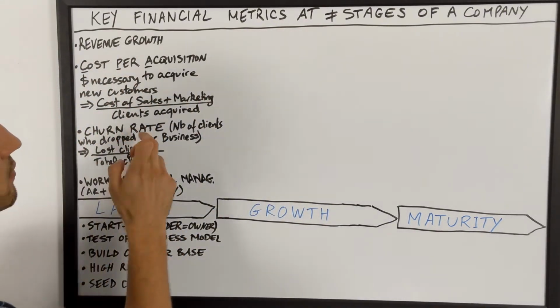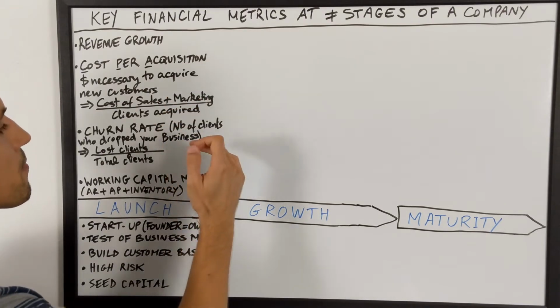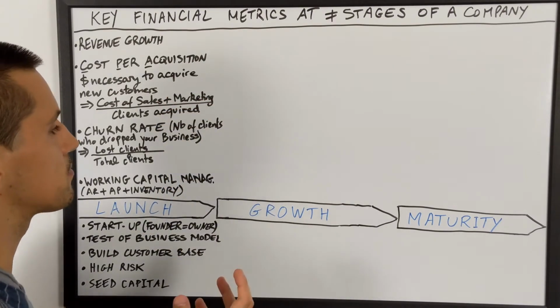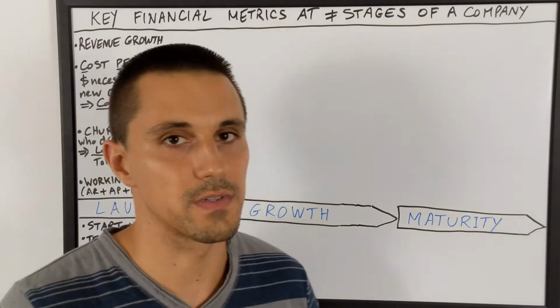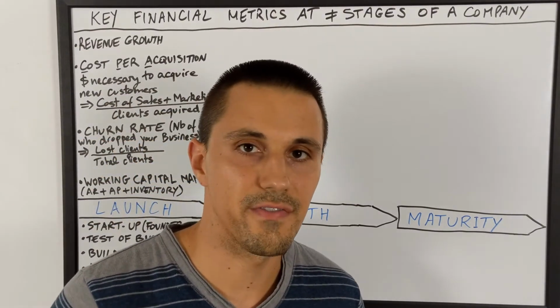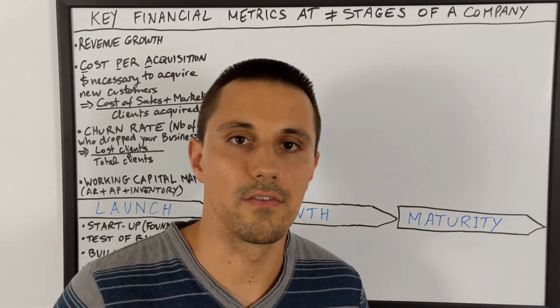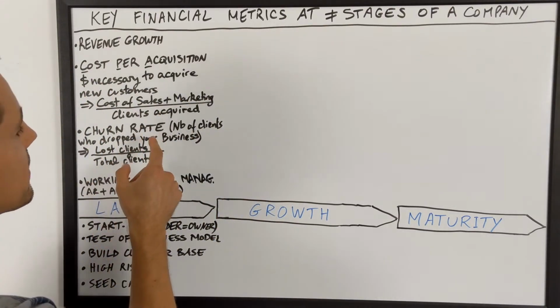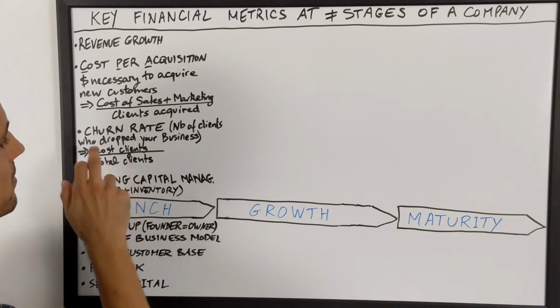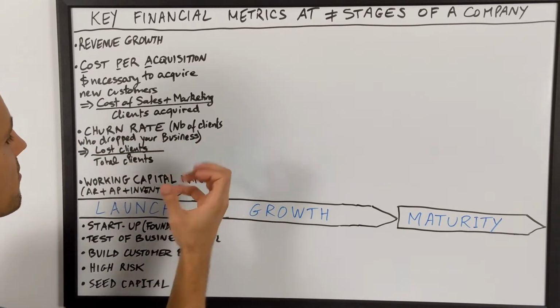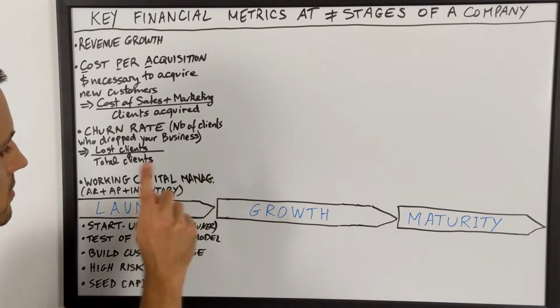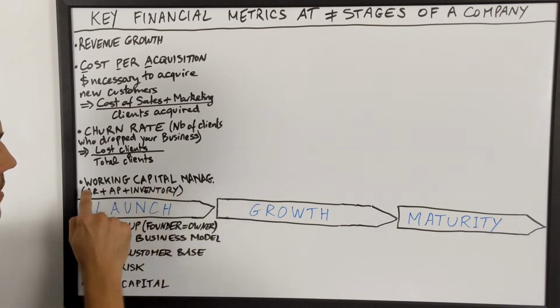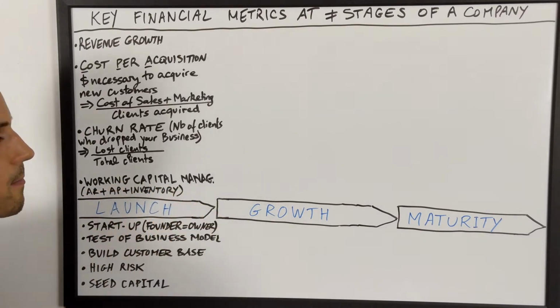Obviously, if your churn rate is very high, that means that a lot of people drop your business, which means either the competition is super strong, or you're not good enough, or something in your product or service is bad. So the churn rate is an early indicator if a company can make it or not, because the churn rate obviously costs you a lot of money. The last one I would say, which is definitely important, is the working capital management.